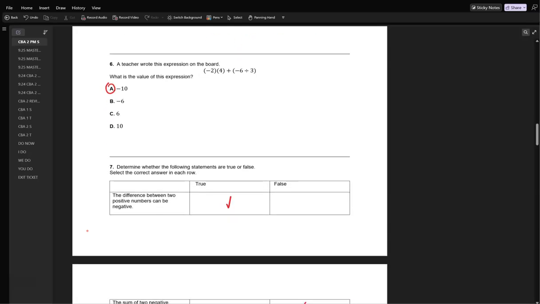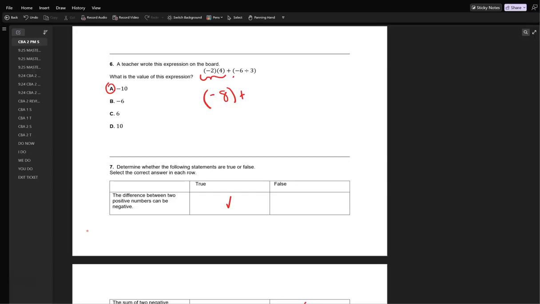Okay, all right, this next one, what is the value of the expression? So we looked at something like this during our master review. Again, multiplication, division before you even consider adding or subtracting. So let's do this portion. 2 times 4 is 8. Different signs means the product is negative. We'll put the minus. Okay, this is this front part.